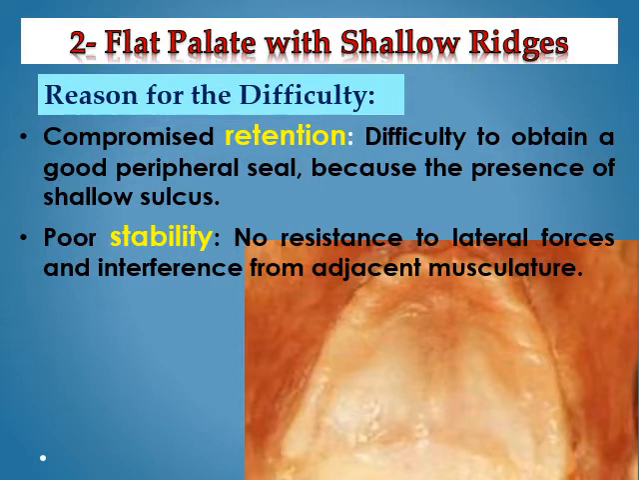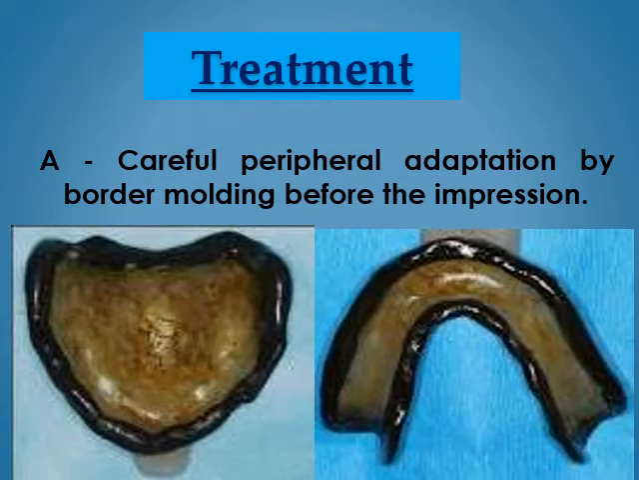For flat palate with shallow sulci, this is also another problem. The reason here for difficulty: compromised retention, difficult to obtain a good peripheral seal because of the presence of shallow sulcus. Poor stability, no resistance to lateral force and interference from adjacent muscular. Treatment of these cases: careful peripheral adaptation by border molding before the impression.